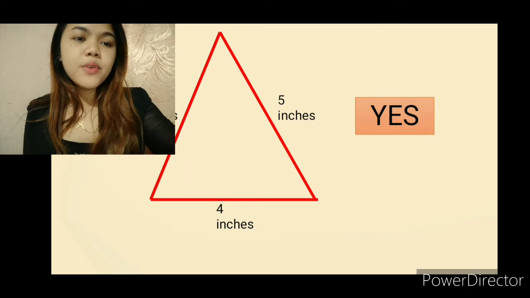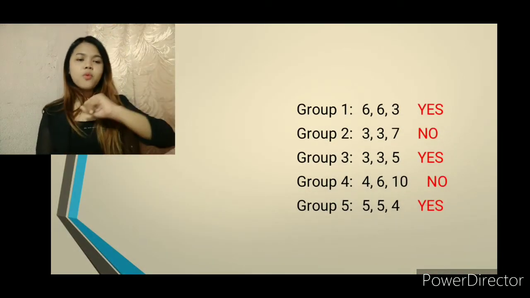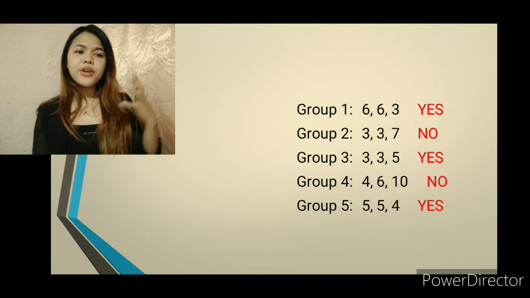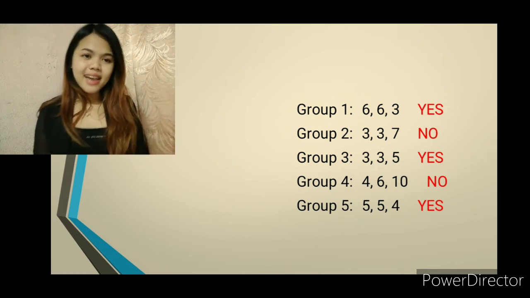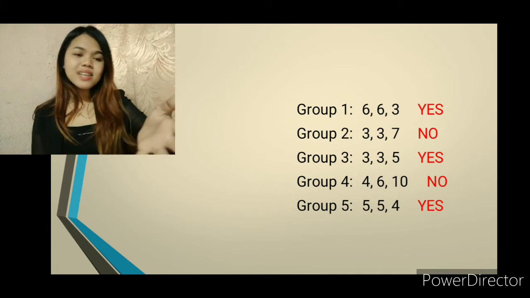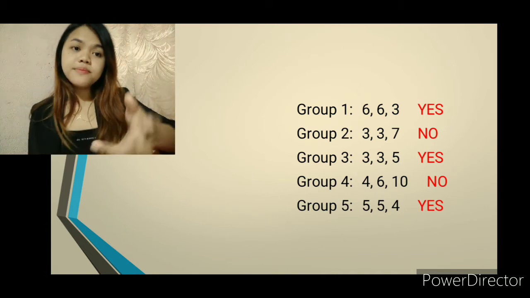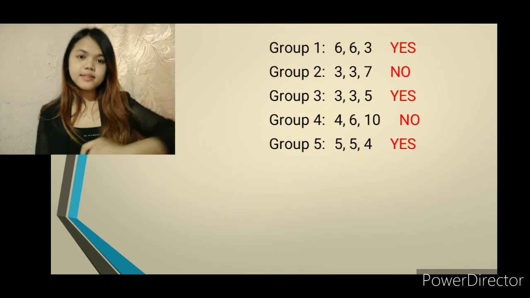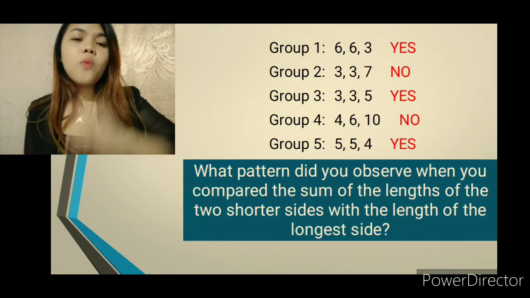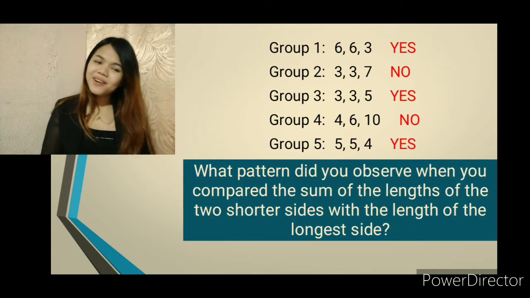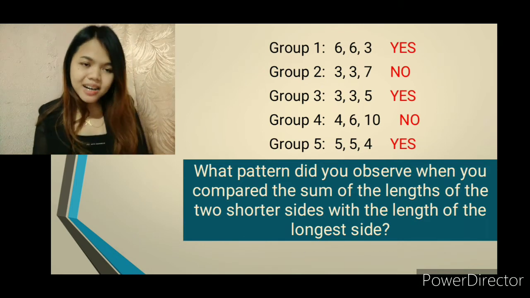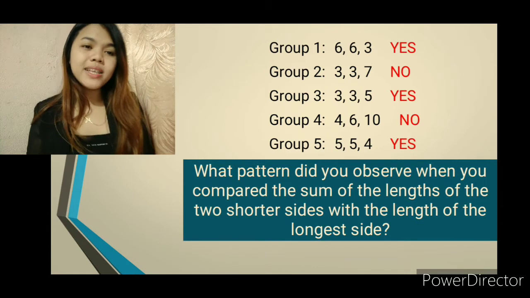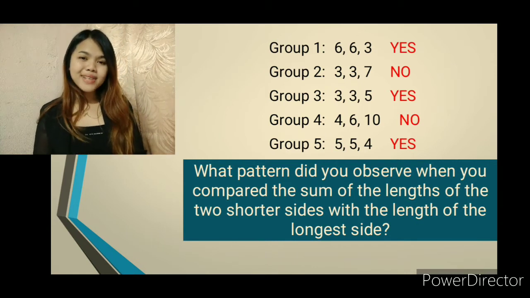For the summary of your answers, you have group 1, yes, group 2, no, group 3 is yes, group 4 is no, and group 5 is yes. And we also have the lengths of the triangle. And question, class: what pattern did you observe when you compare the sum of the lengths of the two shorter sides with the length of the longest side?